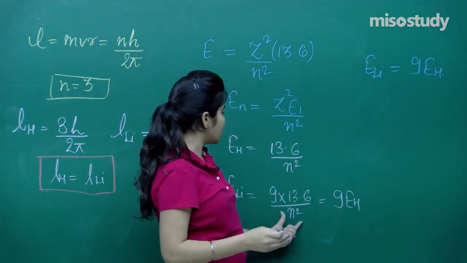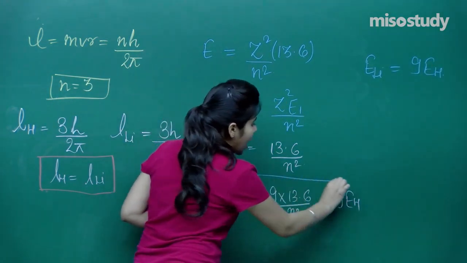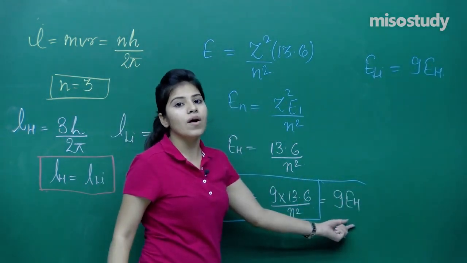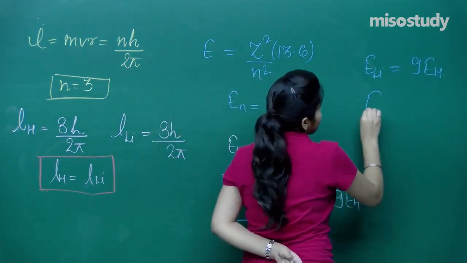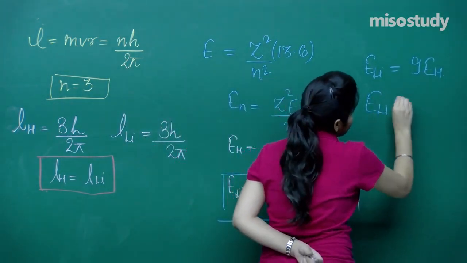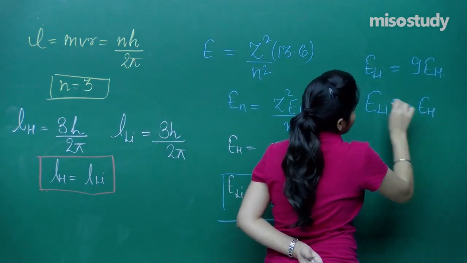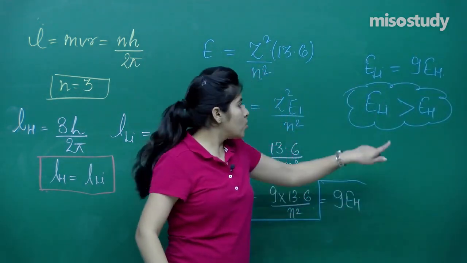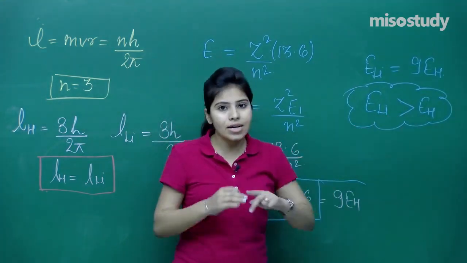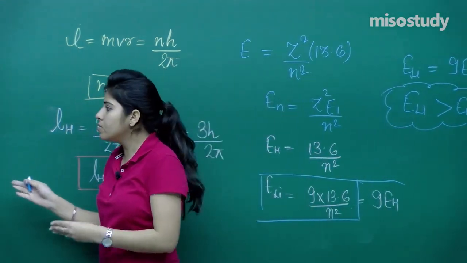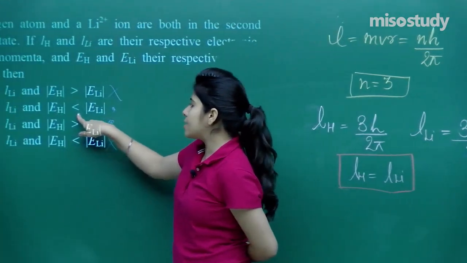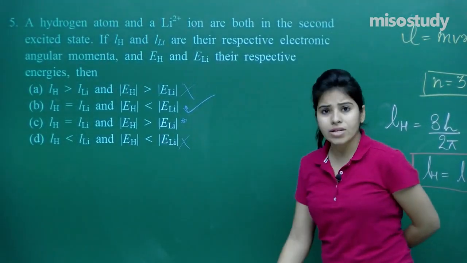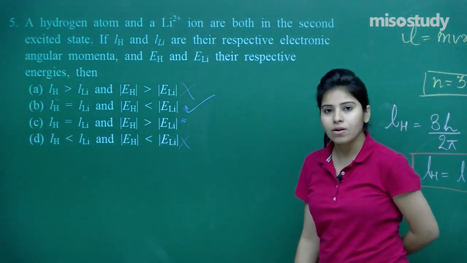Definitely you can see that this energy of lithium has come out to be greater than the energy of hydrogen. So we can say that the energy of lithium is greater than the energy of hydrogen atom. So ELi is greater than EH. Now we will be moving towards the option ELi is greater than EH. So definitely this one will be the correct answer for this question, right?